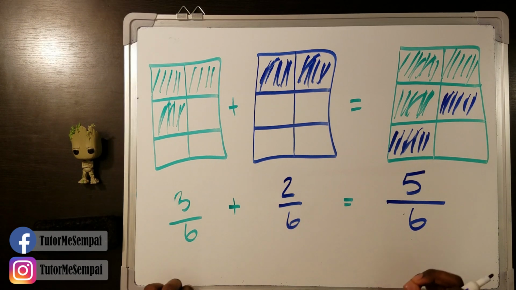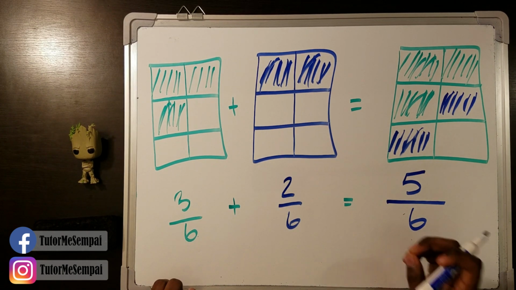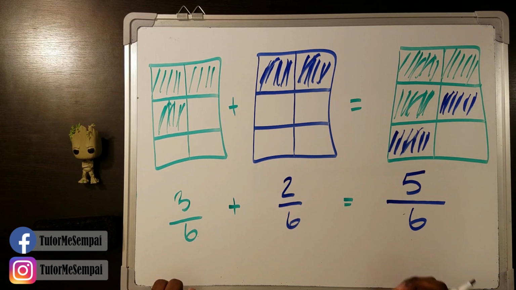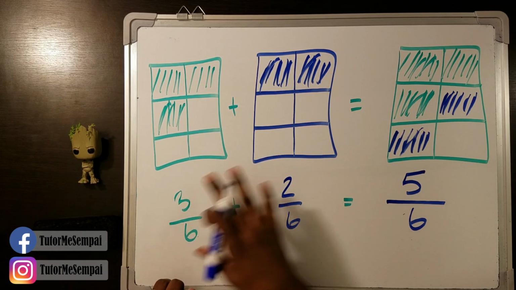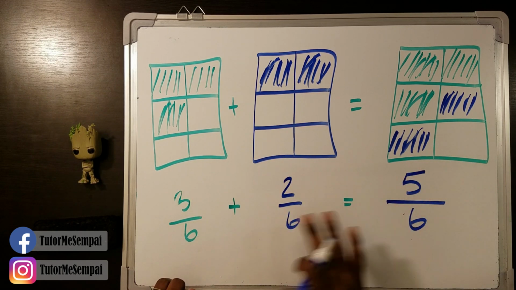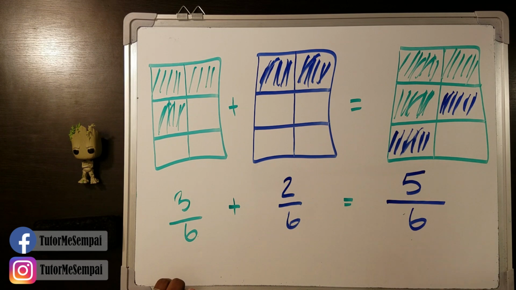Now, it's very important that you don't get those steps mixed up. You have to look at the bottoms first. You have to make sure your bottoms are the same. When you don't have the bottoms the same, you can't add across the tops. You can't subtract across the tops. So make sure that your bottoms are the same.